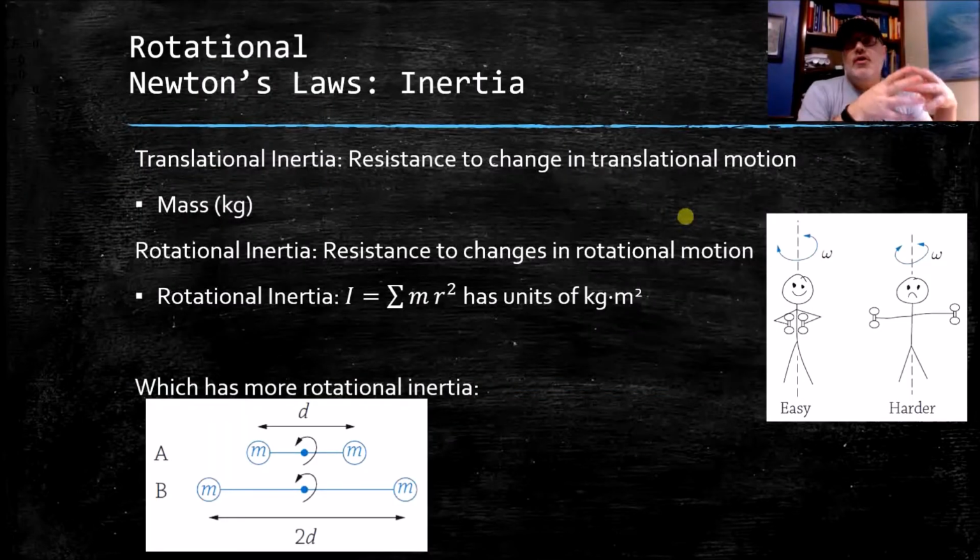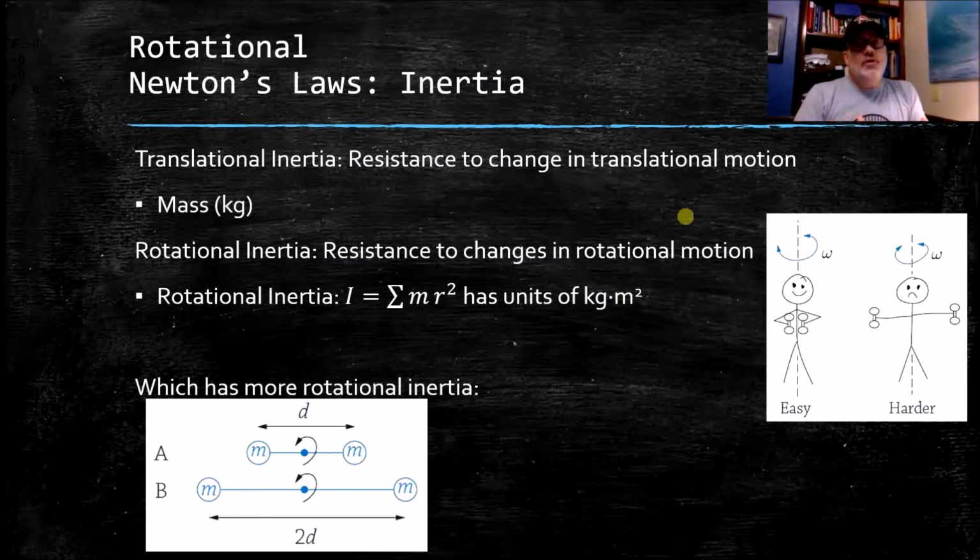There is such a thing called translational inertia, and that's measured in mass, in kilograms. All it is is the resistance to change in translational motion. It wants to sit still, it doesn't want to move anywhere. Or if it's moving, it doesn't want to speed up or slow down.